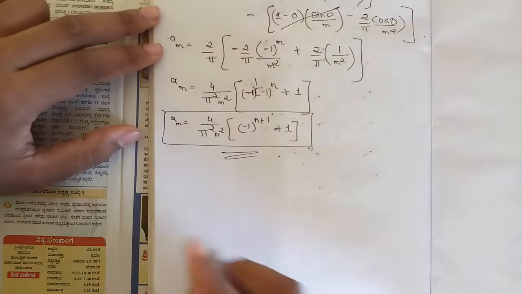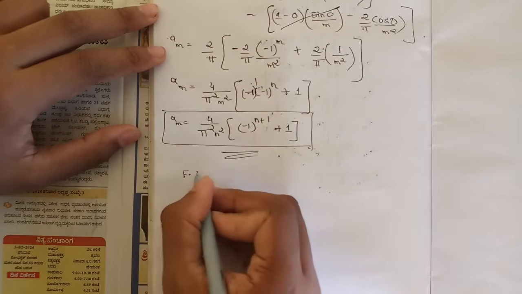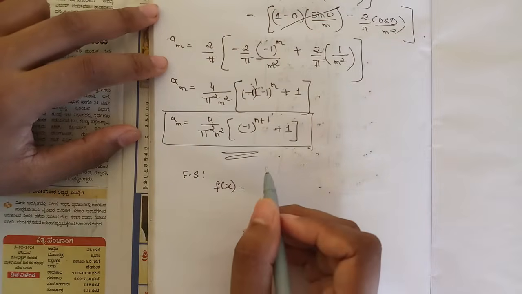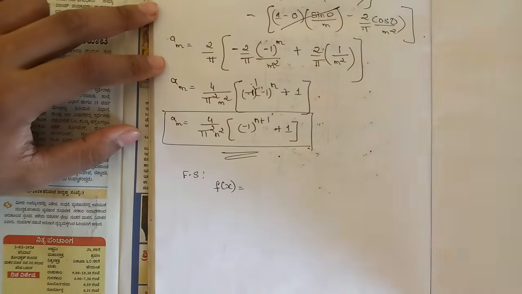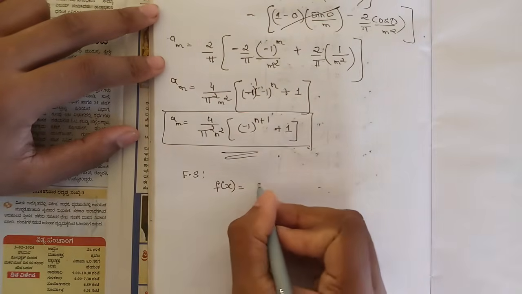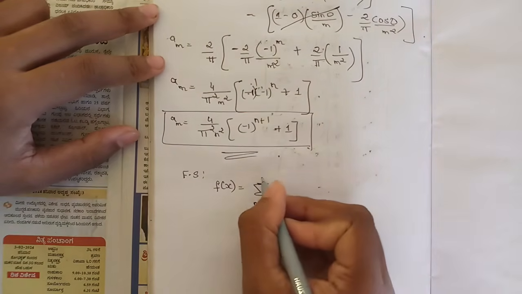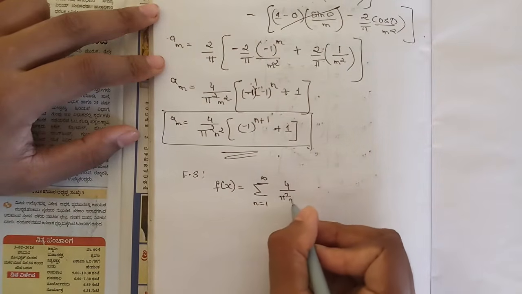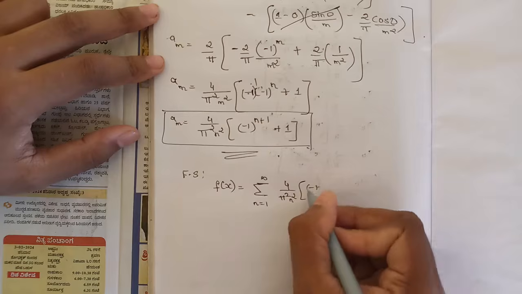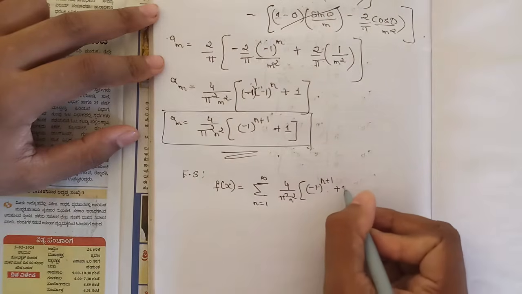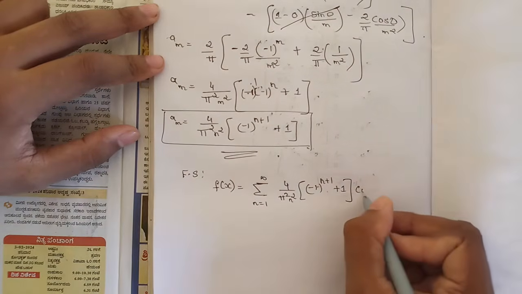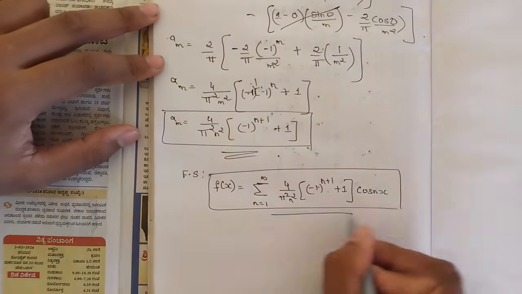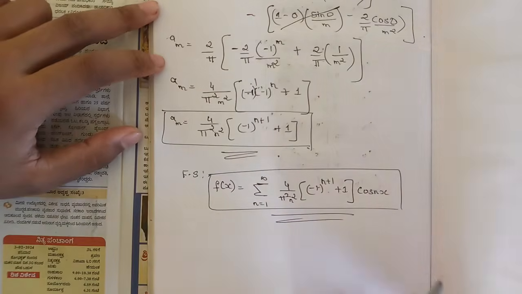Now we'll write the Fourier series. F of x equals, we know that a naught is 0, so we'll neglect that, then the sum of an, 4 by pi square n square, into minus 1 to the power n plus 1 plus 1, cos nx. So this is the required Fourier series.